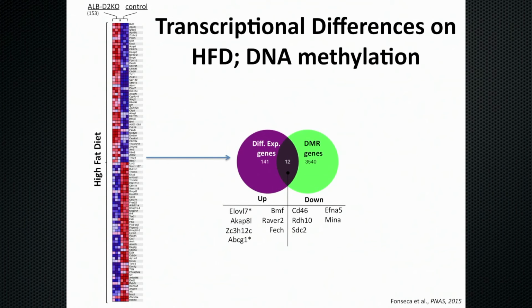We then wondered whether the DMRs, the 3,500 DMRs that we found in these animals, were any of those regions on the genes that were affected in the microarray. So we did a nice little Venn diagram here and see that about 10% of the differentially expressed genes contained DMRs.